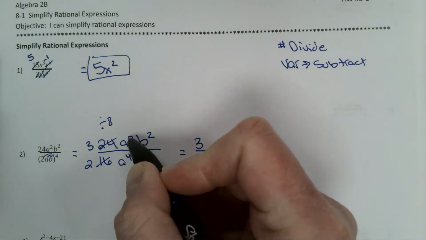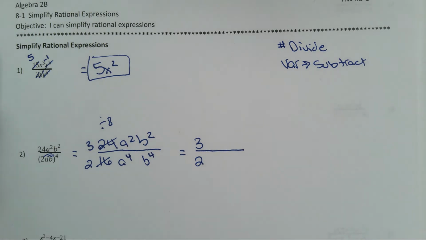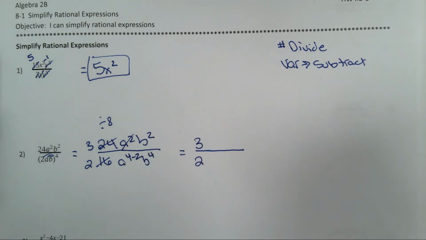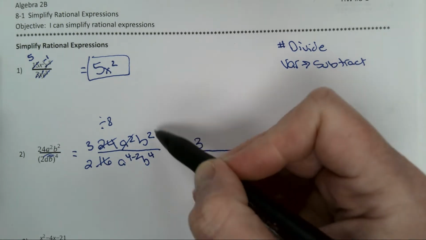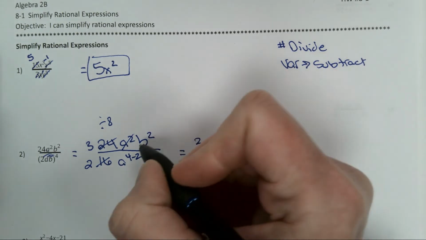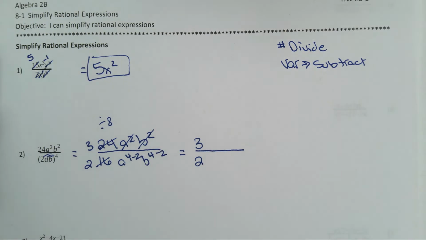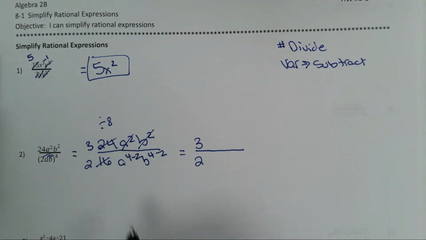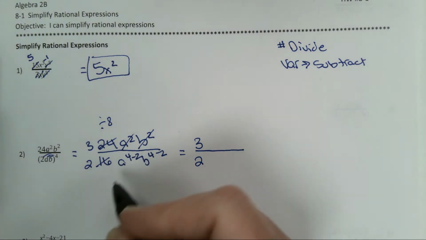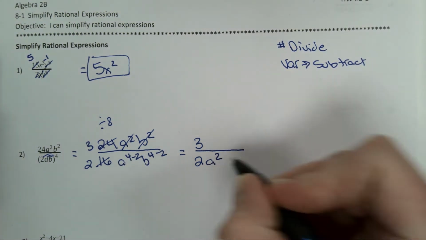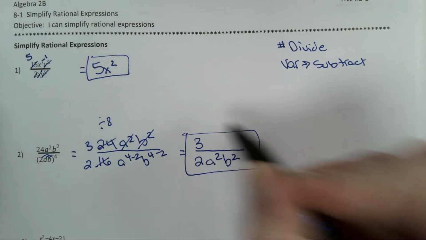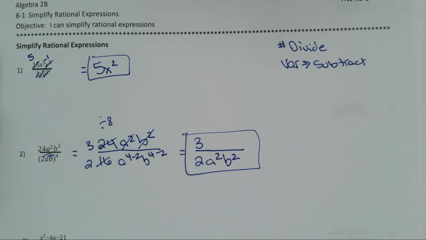When you divide variables, you subtract exponents. I always do big minus little. So I'm going to go 4 minus 2, and same thing with the b's. I'm going to go 4 minus 2 as well. So I don't have any variables left on top because that's where all of the smaller exponents were. And then a, 4 minus 2 is 2, and b, 4 minus 2 is 2. There's my good final answer.